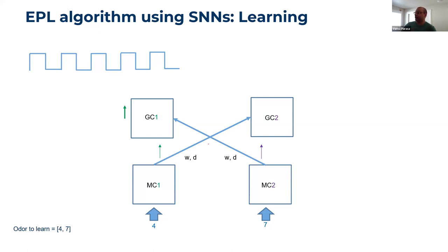After some time, due to the delay in the synapse, the spike from MC2 goes to GC1 and the GC1 spikes. And then the GC1 is connected to its local MC always, and it tries to inhibit the local MC cell. During the learning phase, the weight is 0. So it has no impact.